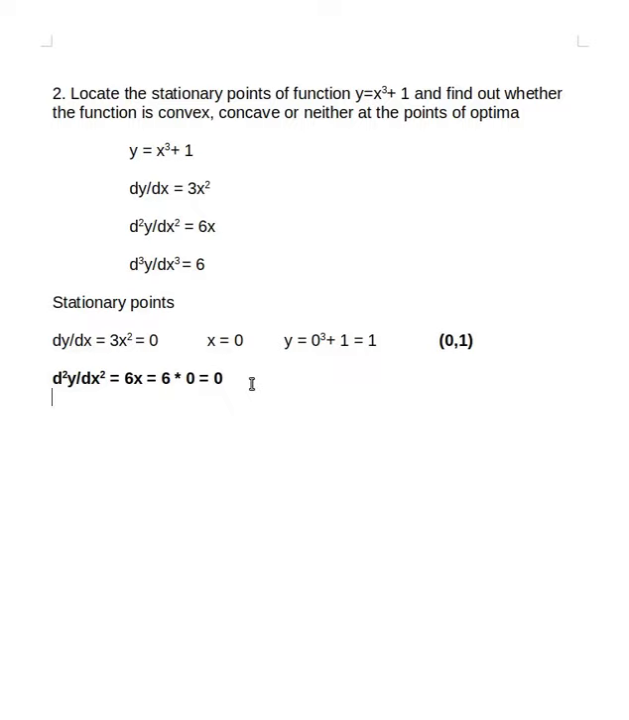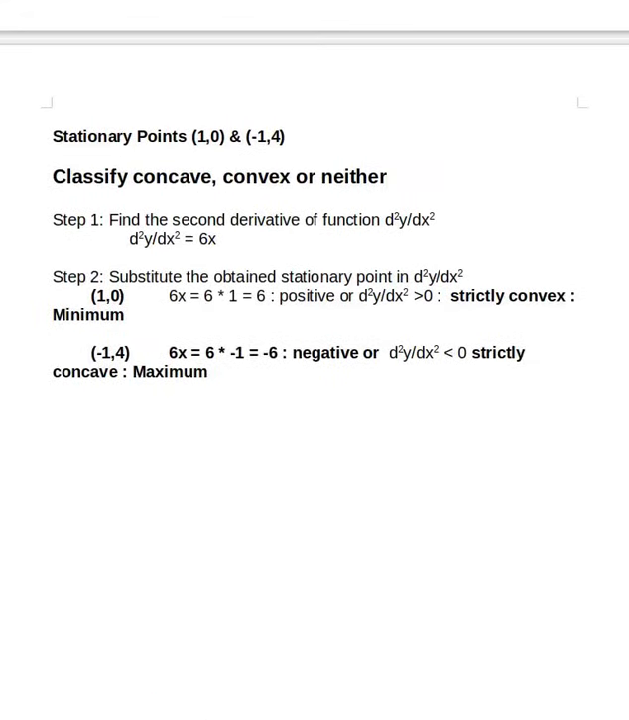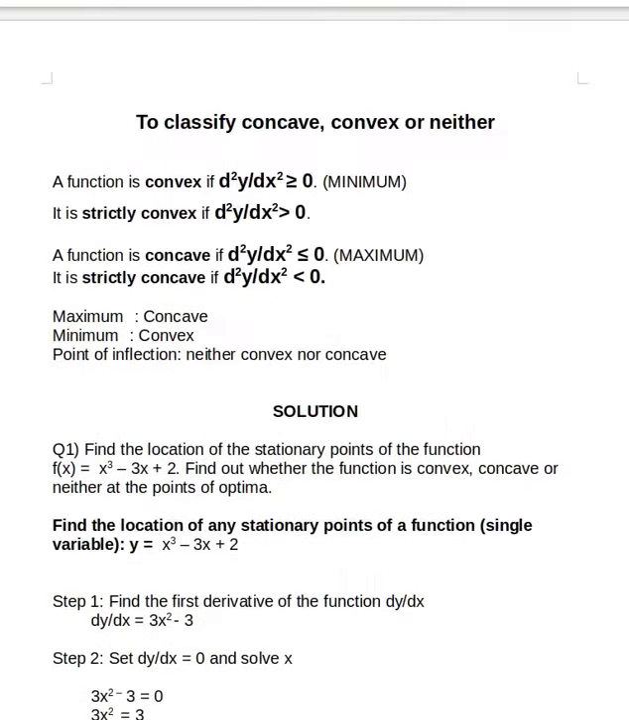From this it is clearly understood that if it is positive then it is a minimum, and if it is negative then it is a maximum. If it is 0, then we are in a dilemma whether it is a maximum, a minimum, or a point of inflection. Similarly, if it is greater than 0, then it is convex. If it is less than 0, then it is concave. But for both conditions there is also an equal to condition.